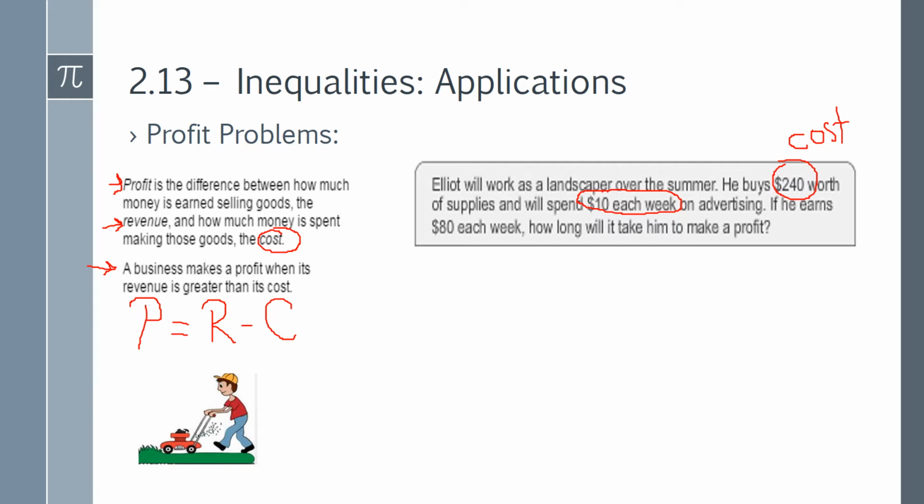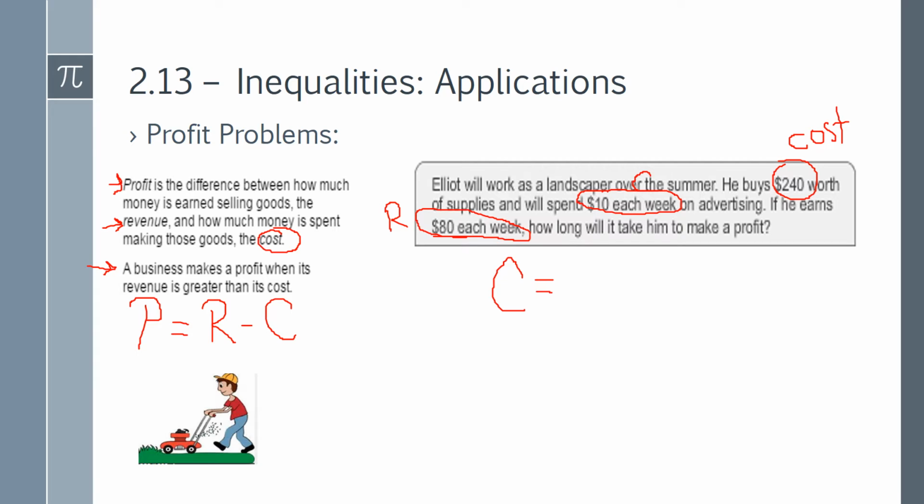So that's recurring. If he earns $80 each week, okay, so that's a revenue. It's not saying he profits. It says he actually is taking in $80 each week. So we had two costs and a revenue. How long will it take him to make a profit? So let's write an expression for each of those.